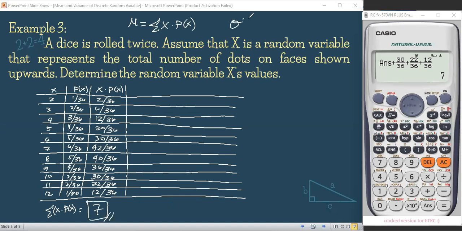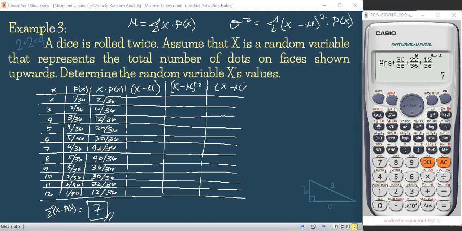For our variance naman po, variance squared is equal to the summation of x minus the mean squared times the p of x. So the x po is this one, the random variables, minus the mean, which is 7. Kaya we have x minus the mean. Then dito naman po, x minus the mean, and we need to square it. At yung final column natin, x minus the mean squared times the p of x.